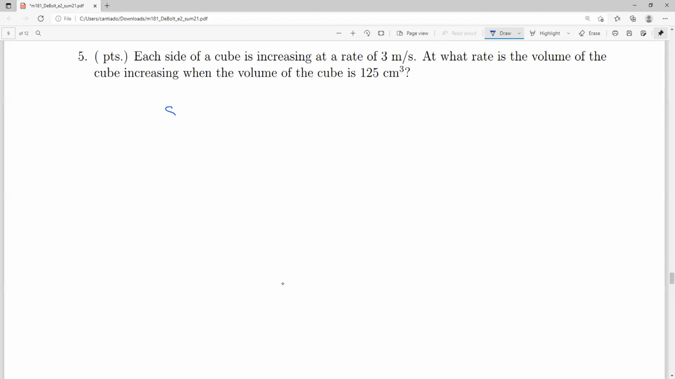Well, if we let the side of a cube be s, then the rate at which the side is increasing is ds over dt, or simply s prime, is equal to 3 meters per second. So ds over dt, s is the side, so that's meters, t is time, so that's seconds. I'm going to write it as s prime just to keep it cleaner to write. So now the question is, how do we find the volume?